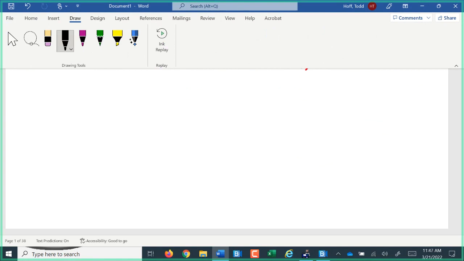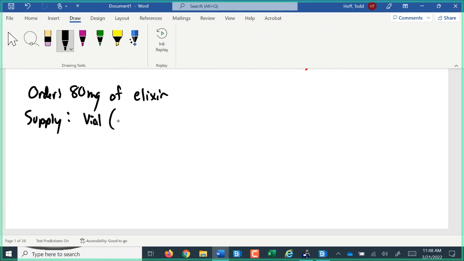Okay, let's get back to another one. Let's say we have an order for 80 milligrams. Supply, vial. Whenever you see the word vial, that is implying a liquid medication.